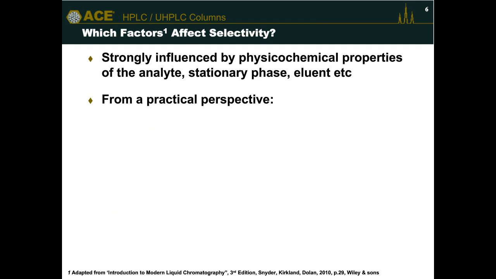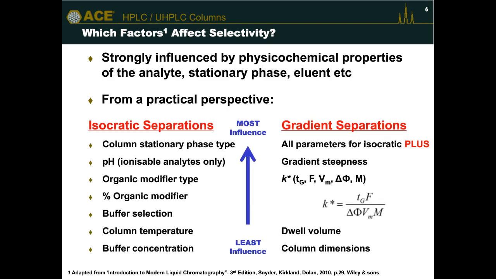Which factors affect selectivity in chromatography? From a practical perspective, in fact, many of the different parameters that we can change and modify have an influence on selectivity. And these are in a list format on the slide. So for instance, on the left-hand side of the slide under isocratic separations, we can see we have column stationary phase type, we have pH and organic modifier right at the top of that list as being very influential parameters on selectivity.